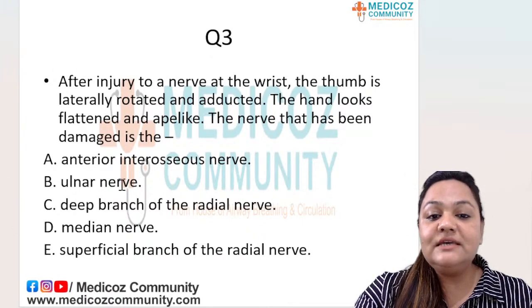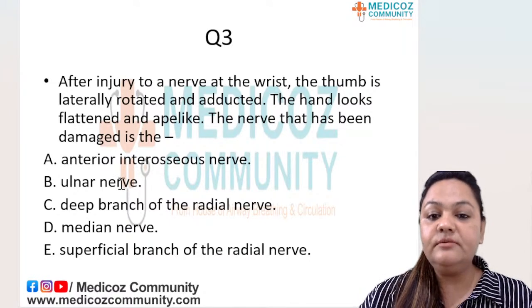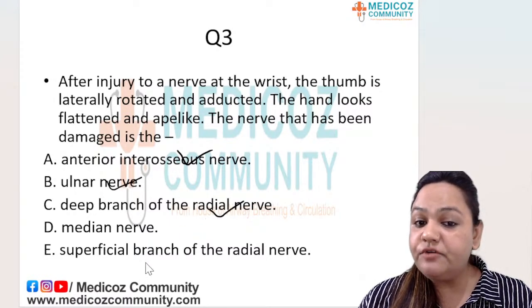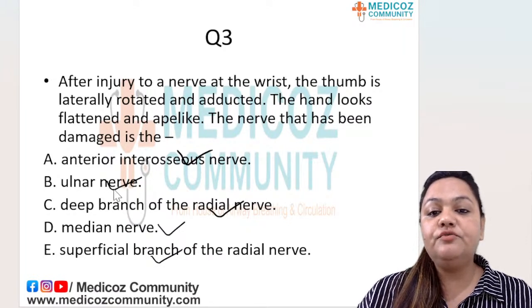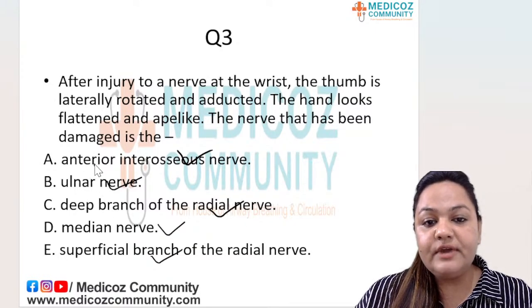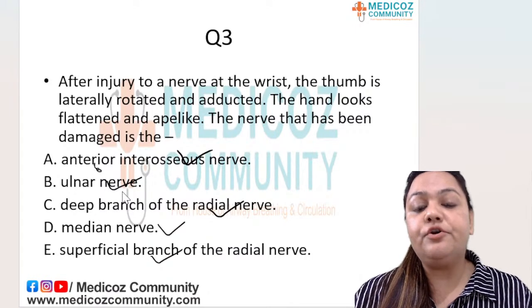Okay, you can see we have anterior interosseous nerve, we have ulnar nerve here. Anterior interosseous, ulnar nerve, deep branch of radial nerve, superficial branch of radial nerve, and median nerve. So basically we have 3 nerves here: ulnar nerve, median nerve, and radial nerve. Now you can see this is option A, which is the anterior interosseous nerve.